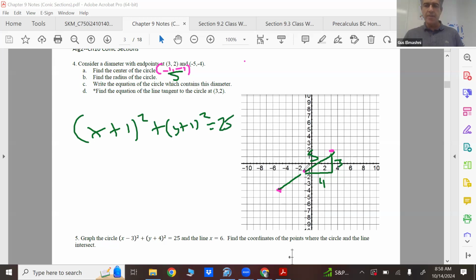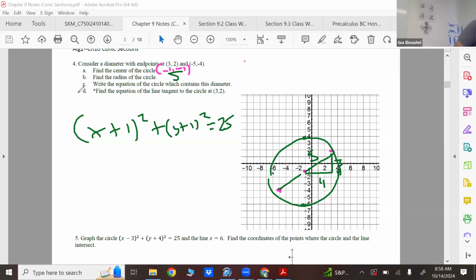So it's going to look kind of like this. If I go 5 up, 5 down. Okay, so that's kind of a crappy circle. Okay, for part D, are you guys with me so far? We're good? Cool. All right.